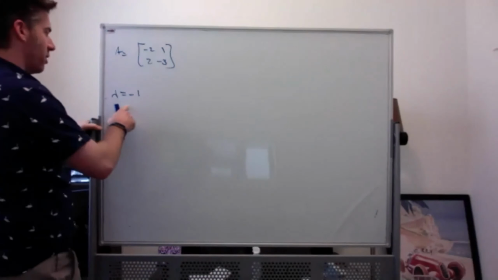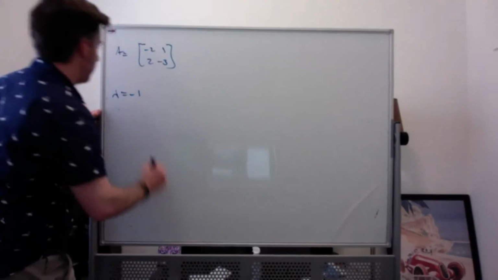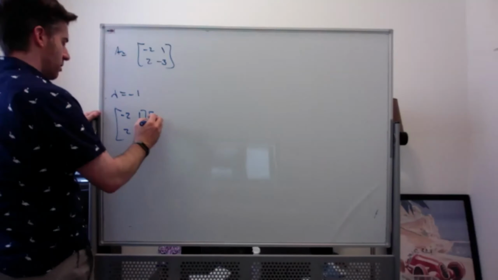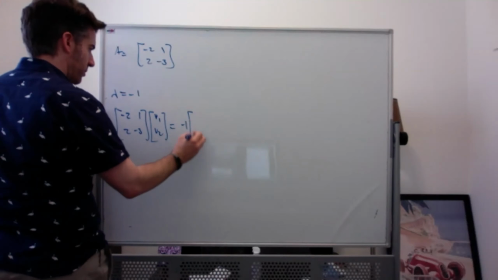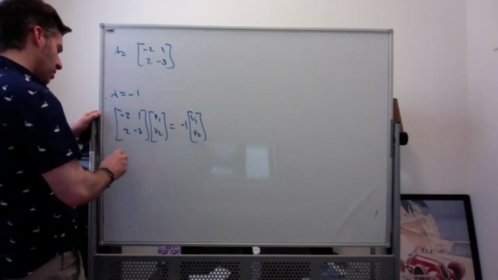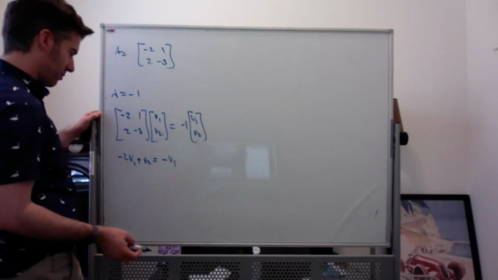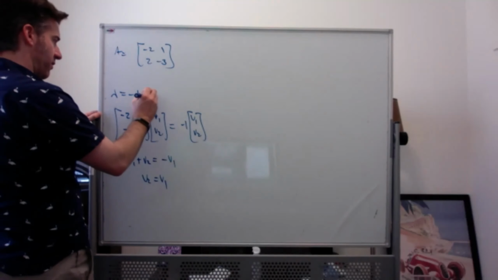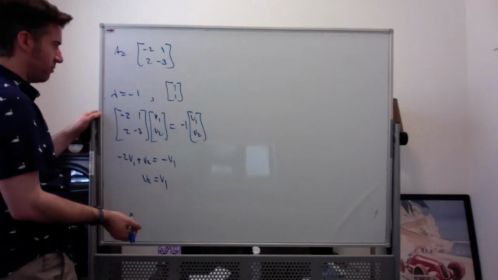So if I got lambda equal to -1, we got -2, 1, 2, -3 times v1, v2 equals -1 times v1, v2. We just use the first equation, so this times this is this times that. So -2 v1 plus v2 equals -v1. Adding 2 v1, we get v2 equals v1. So it looks like the eigenvector for this one is 1, 1. Let v1 equal 1 and v2 is 1.